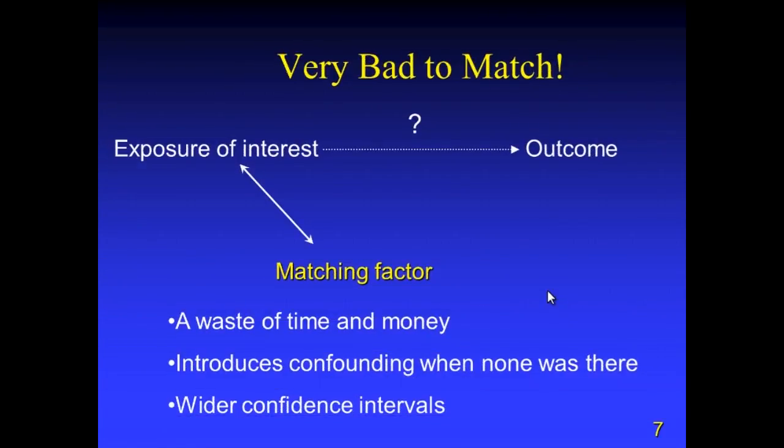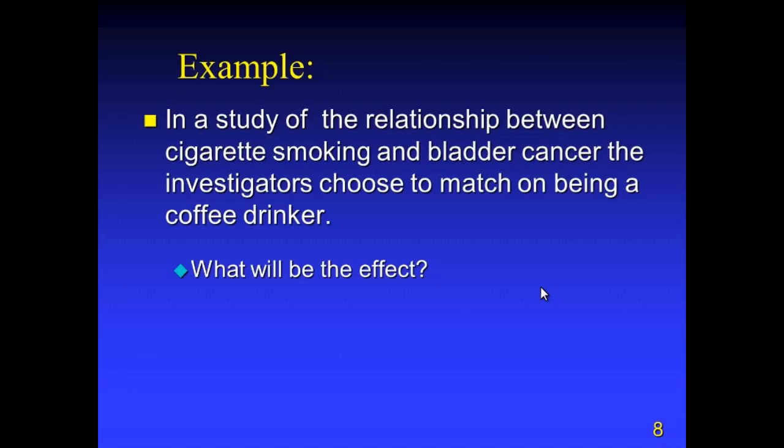The second situation which would be very bad to match on is where the matching factor is not a cause of the outcome, but it is correlated with the exposure of interest. Not only is this a waste of time and money, but it introduces confounding when none was there. Any matching factor will make the case and control group more similar, and it will cause wider confidence intervals. So you would have to adjust on it anyway. But anyway, it's a very bad situation to match in.